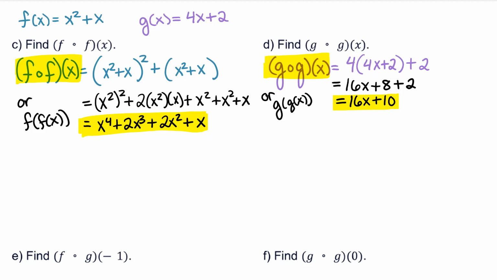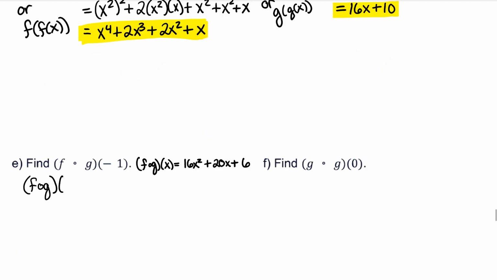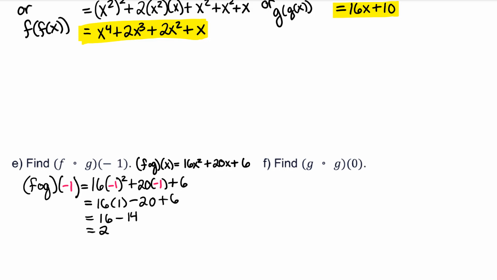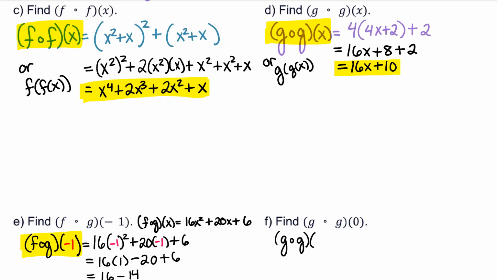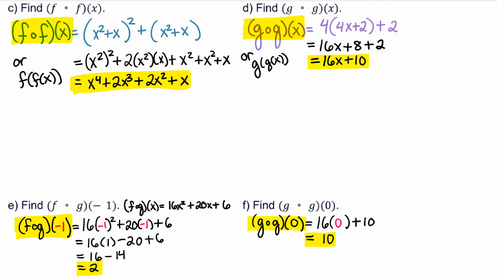To find f composed with g of -1, we'll plug in -1 into our answer from part A. So f composed with g of -1 is 2, and for part F, we'll plug in 0 into the result for part D. And that is how you perform function operations, including composition.